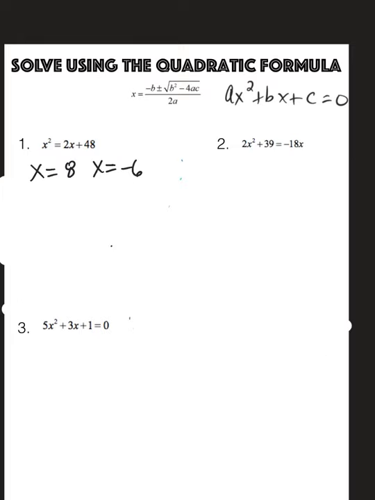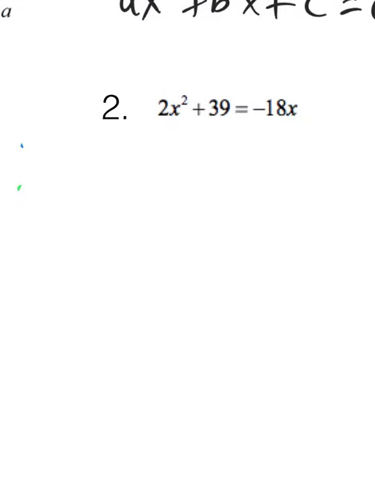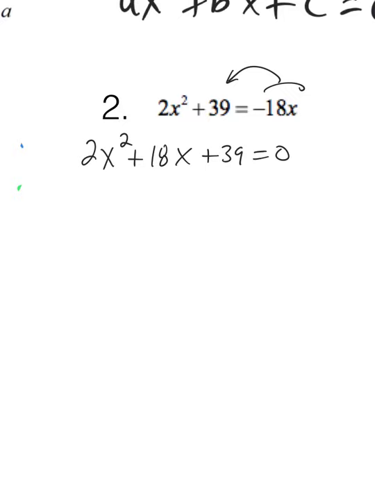Okay, so I erased what we had there for number 1 so that we would have some space. Left my solutions there. For number 2, if I write this in general form, I still have my 2x squared. I have to move the -18x to the other side by adding it. Plus 39 equals 0. I'm going to identify what A, B, and C are. A in this case is 2. B in this case is going to be 18. And then C is going to be 39.